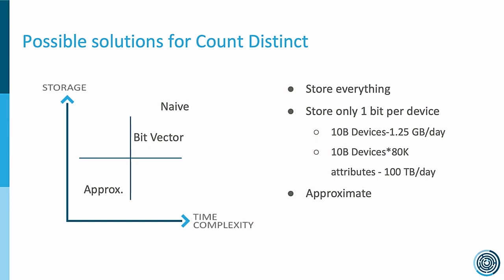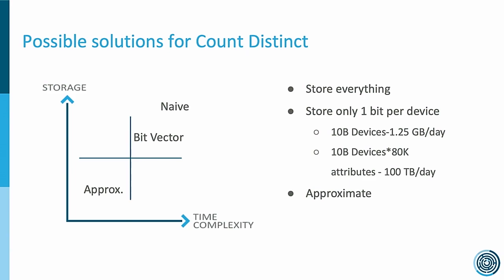At the end, once we want to know the number of unique devices we have seen, we just go over the bit vector and find out how many bits are turned on. So this approach is much more efficient, as I said earlier, in terms of the storage required. For our universe with 10 billion devices, you will have to store only 1 gigabyte per day, but it gets more complex. This is because we have 80,000 different attributes, and you need a bit vector for every attribute. So you will end up with more than 100 terabytes every day, and you can understand that it's not very scalable.